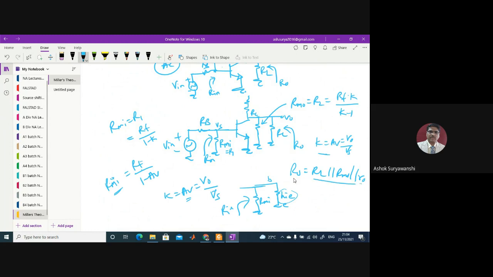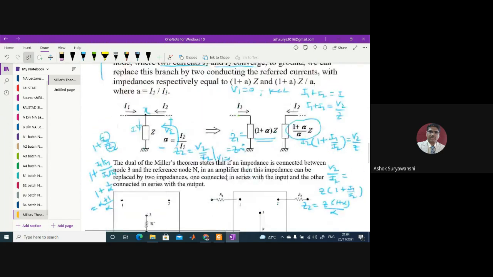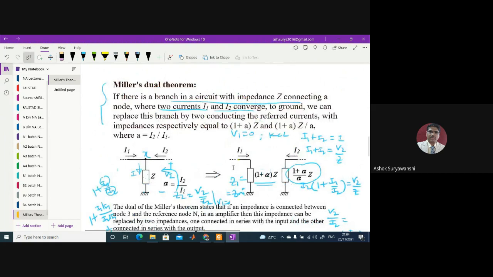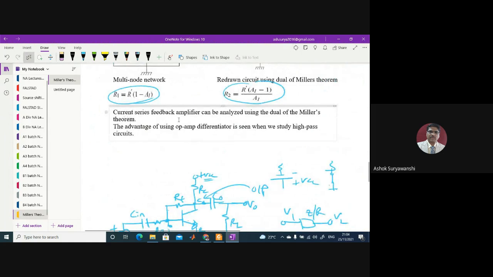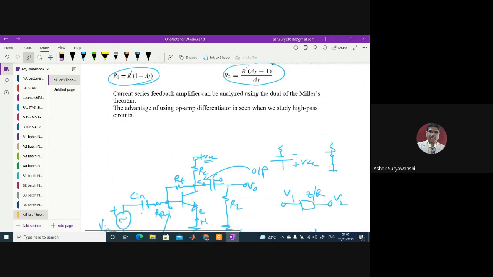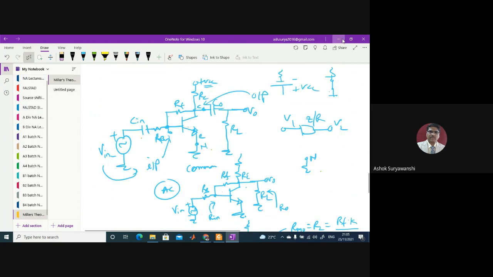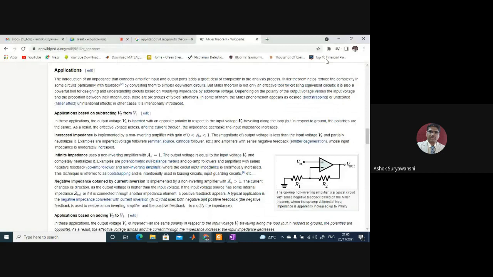I hope it is clear to everyone what Miller's theorem is, and similarly we can use Miller's dual theorem in the respective applications. One was explained here: the current series feedback amplifier, in which the dual of Miller's theorem is used. Similarly, in an op-amp differentiator, which acts as a high pass filter, there also we use the dual of Miller's theorem. So I hope it is clear to everyone. We'll stop here.